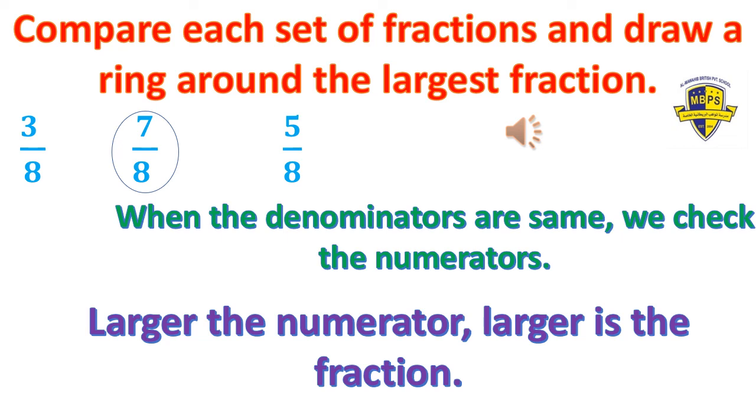In the first fraction, the numerator is 3. In the second fraction, the numerator is 7. And in the third fraction, the numerator is 5. Now, when we compare the fractions, the larger the numerator, the larger is the fraction. So, from the three fractions, which numerator is larger? That's right, 7 is the largest. So, the fraction 7/8 is the largest fraction out of the three.